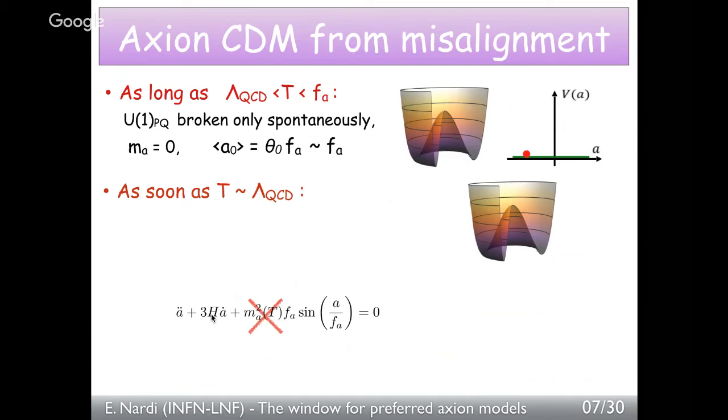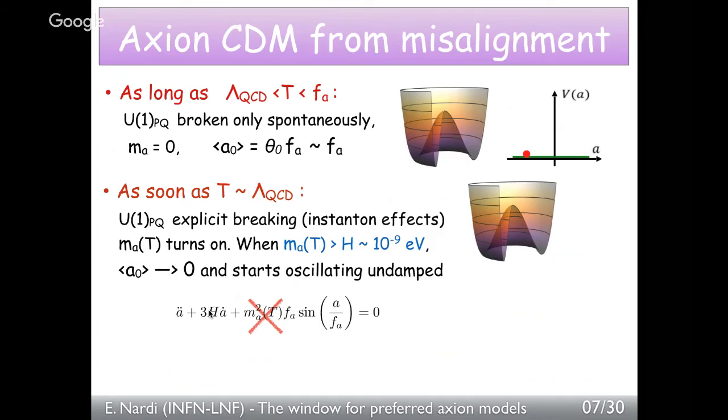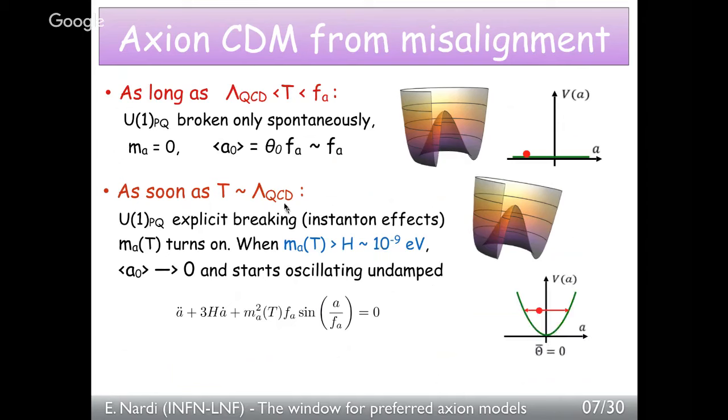Once this term dominates this one, eventually you end up in an undamped harmonic oscillator. So keep in mind that at the scale of lambda QCD, the Hubble parameter is 10 to the minus 9 electron volt. So it's already very, very small. So as soon as the mass starts going up because of the QCD effect, you immediately fulfill this equality. And an instant after, this mass dominates.